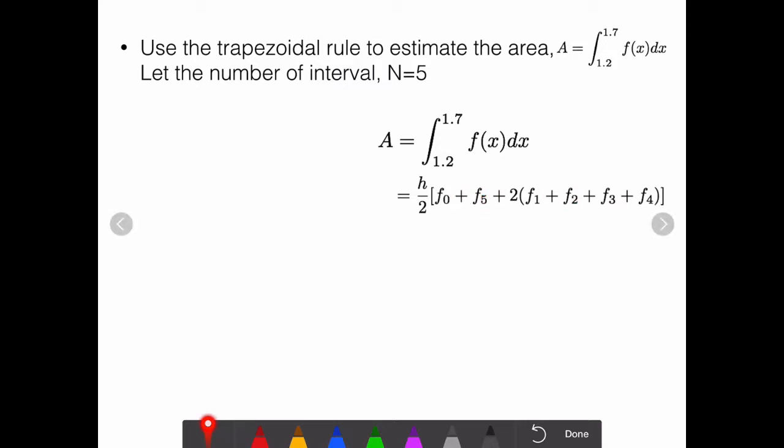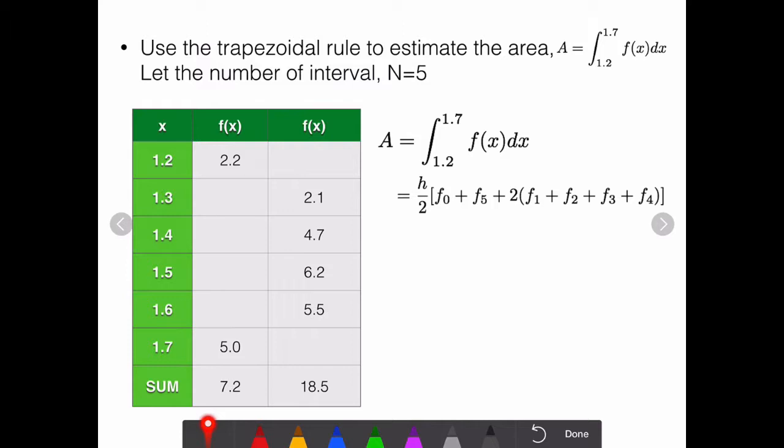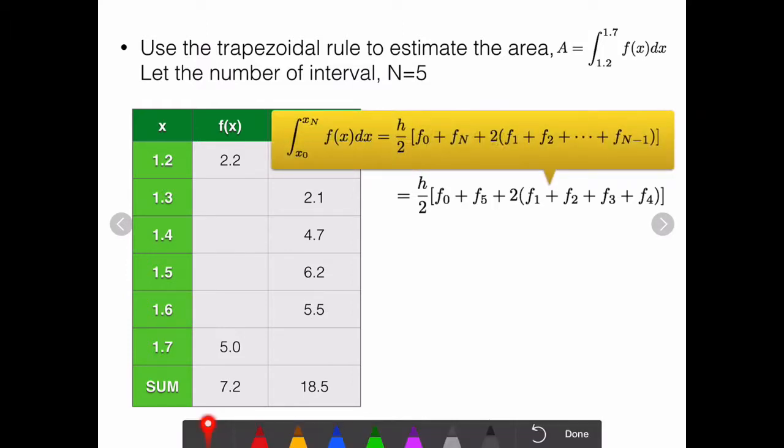So how do I get that? Actually it's based on the formula here. This is the formula for the trapezoidal rule for multiple strips. Of course my n here is just equal to 5. That means it will be starting with f0, this is the first point, and then n is my last point, so that's why it's f5. And then just follow until I get f4.